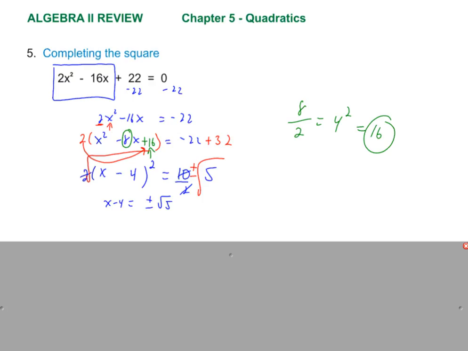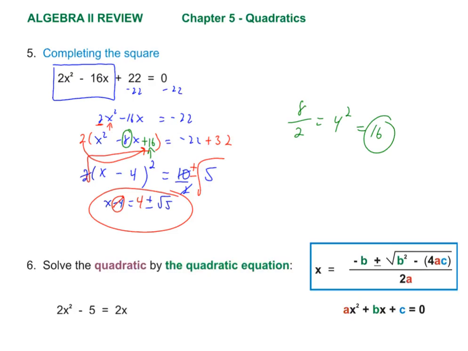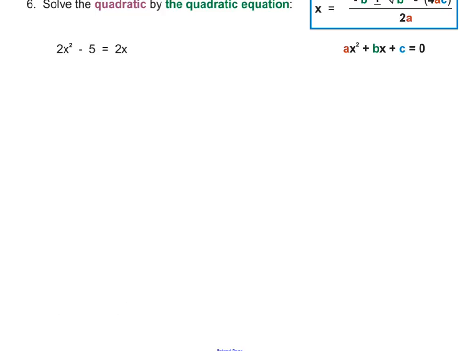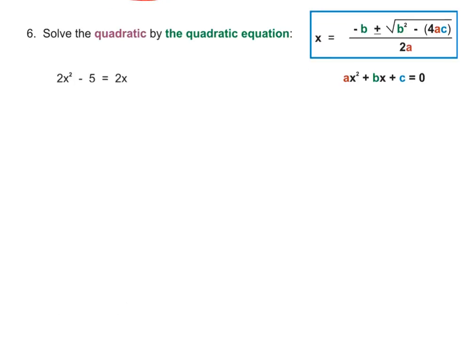Now, there's no need to split this up because I won't be able to do anything with the square root of 5. I'll simply add a positive 4 to both sides, and there are my two roots. X equals 4 plus or minus the square root of 5, and we're done. So two roots, x equals 4 plus square root of 5, and the other one, x equals 4 minus the square root of 5.